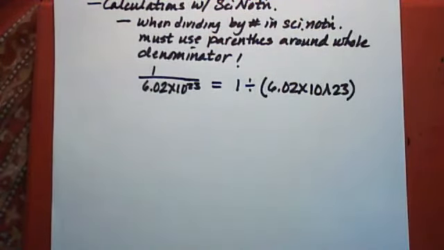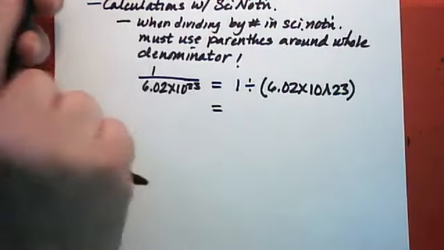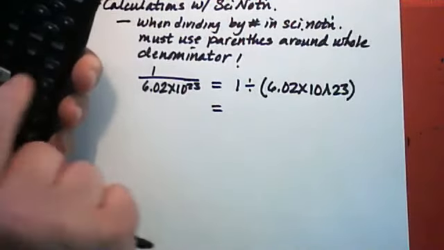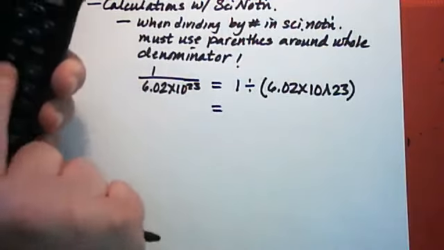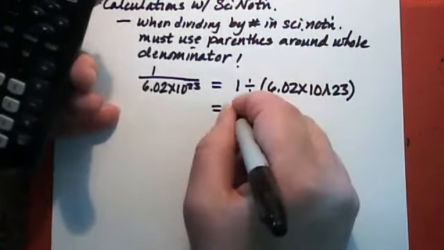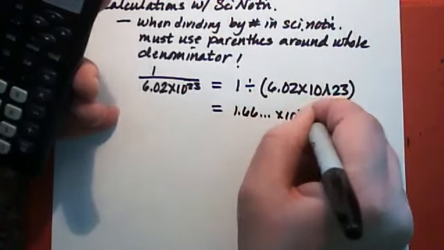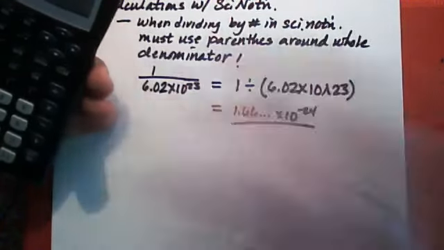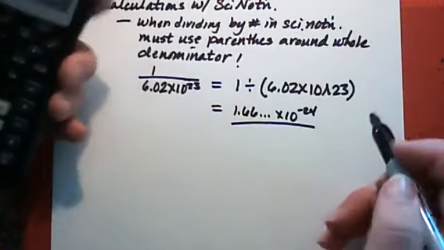Otherwise, like I said, it's going to misunderstand what you're trying to do, and it'll give you a weird number out. And in fact, I'm going to do it now, just so you can try it and make sure that you can get it. And I get 1.66 and a lot of numbers after that, times 10 to the minus 24th.